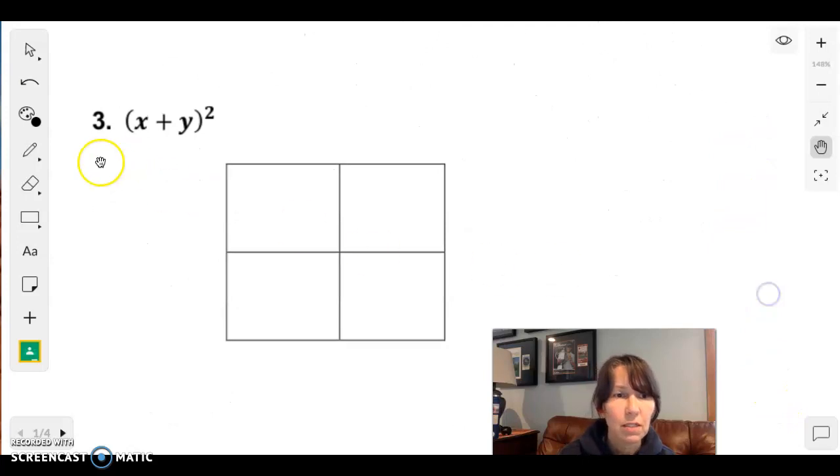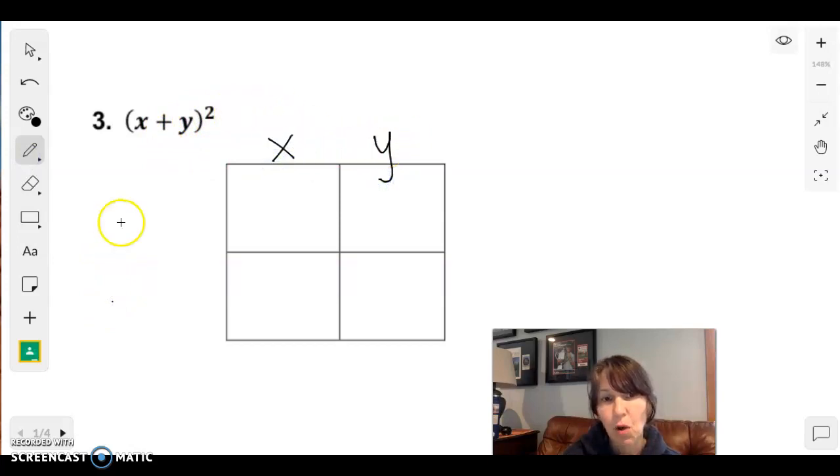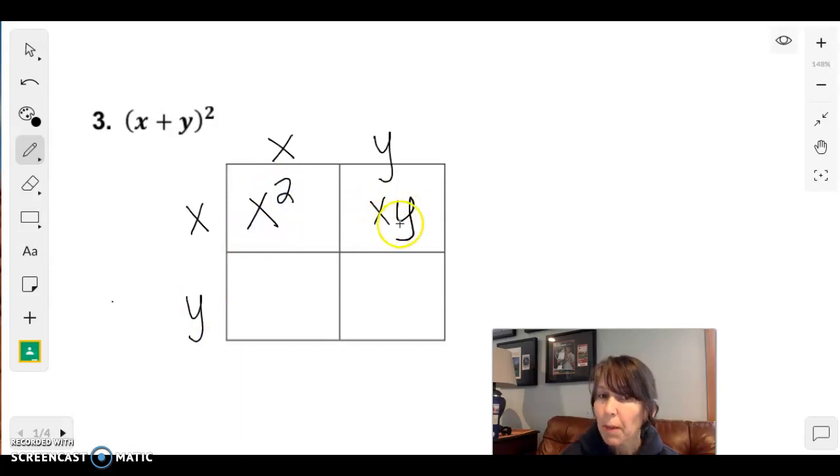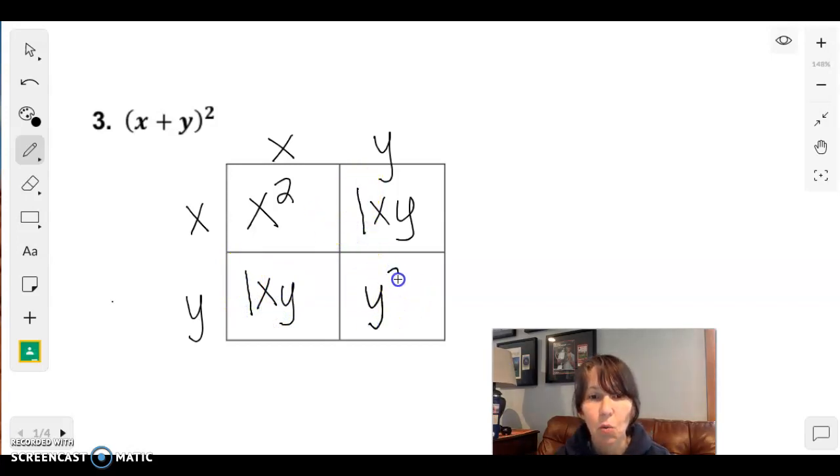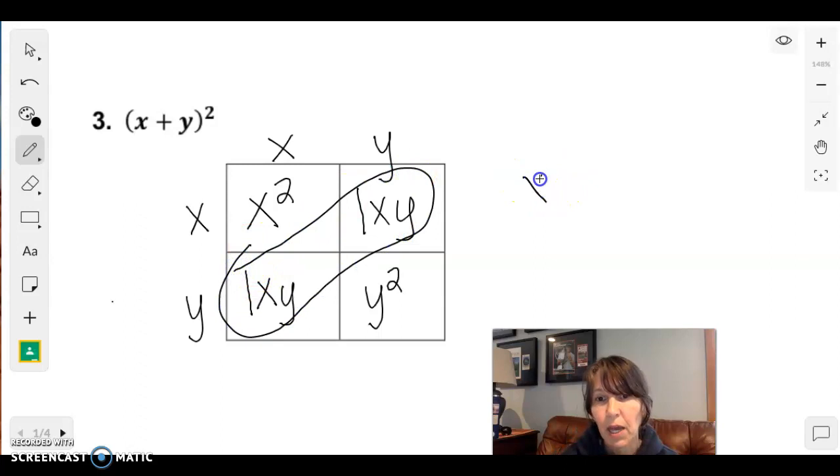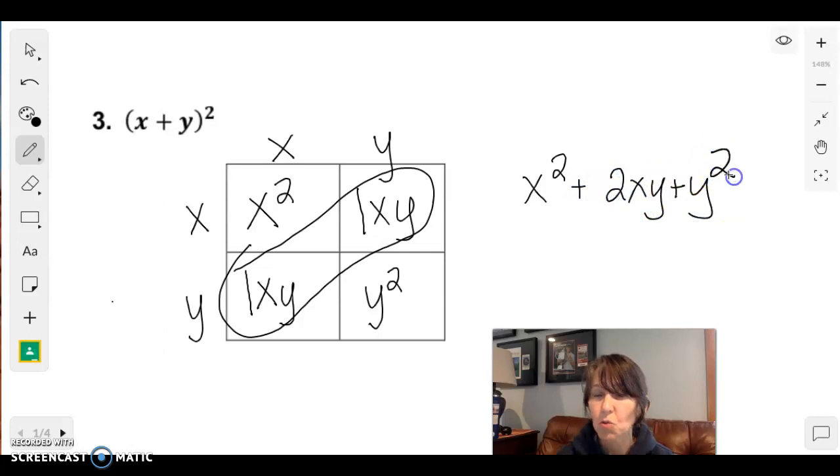The last one I made was a simple x plus y squared. So we've got x plus y, x plus y. So we're going to get our x squared. We're going to get an xy here. Remember, with two variables, you want to write them in alphabetical order. We're going to get another xy here. So we've got one of those and one of those. And down here we'll get a y by y, which is y squared. So again, we're going to get that trinomial. x squared plus 2xy plus y squared.